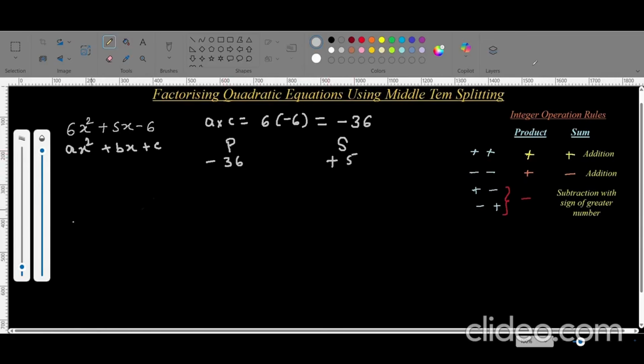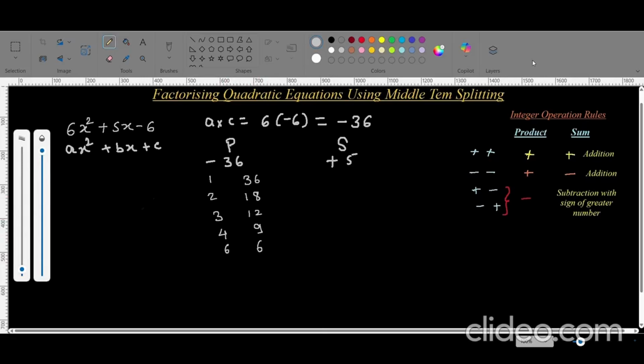Let's go ahead writing the factors now. The negative 36 can be factorized as 1 into 36. I'll not write the product sign here. 1 into 36, 2 into 18, 3 into 12, 4 into 9, and 6 into 6. Again, now from here the factors will repeat.